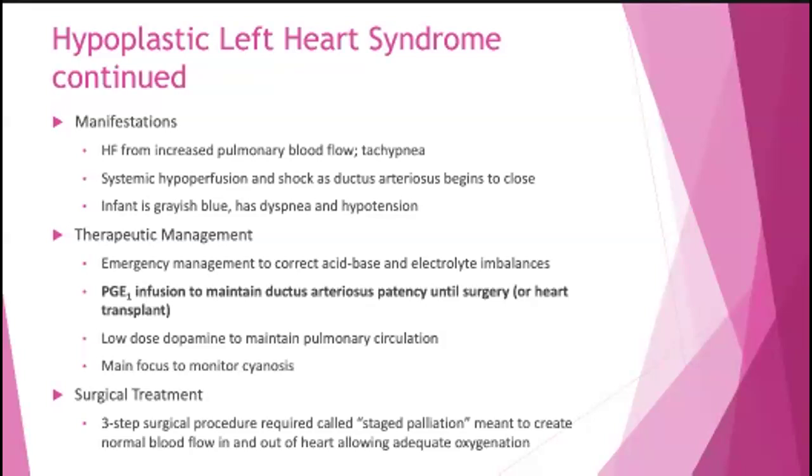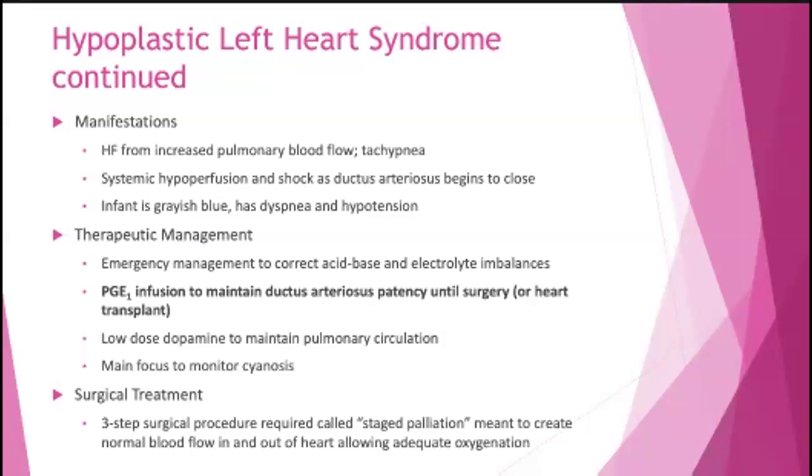Your management: we need to have prostaglandin E1 to keep that PDA open. We want to avoid giving too much oxygen because it can lower pulmonary vascular resistance and steal blood away from the systemic circulation. We want surgery, which is done in stages.